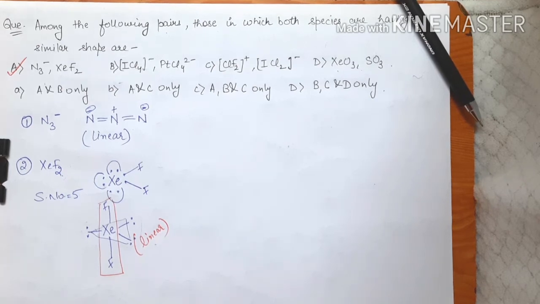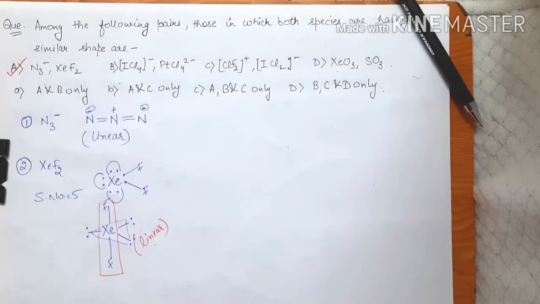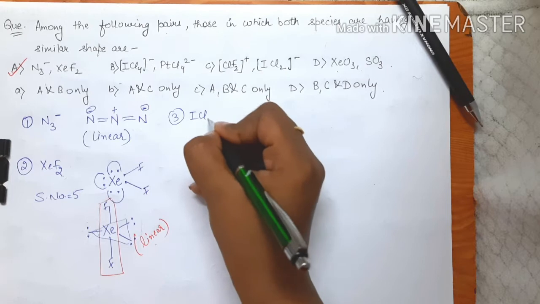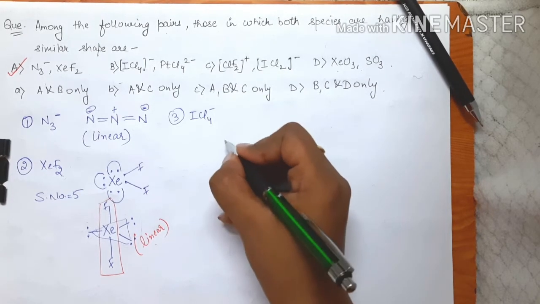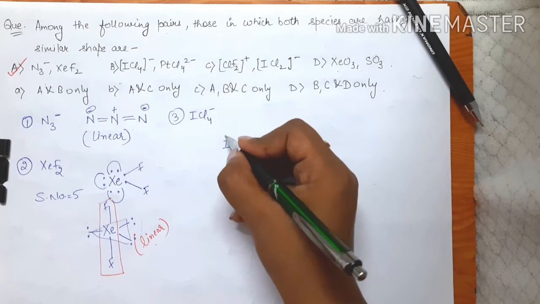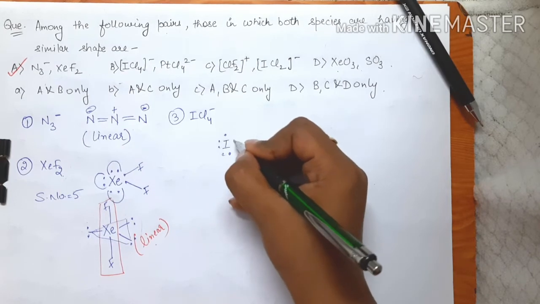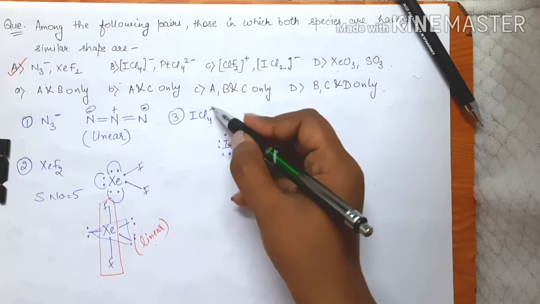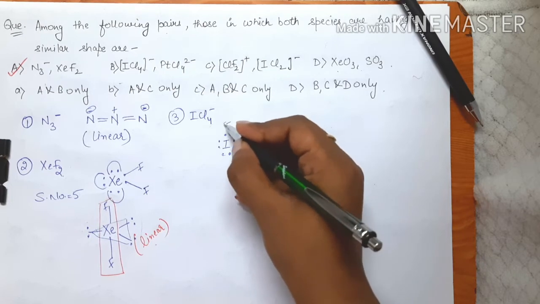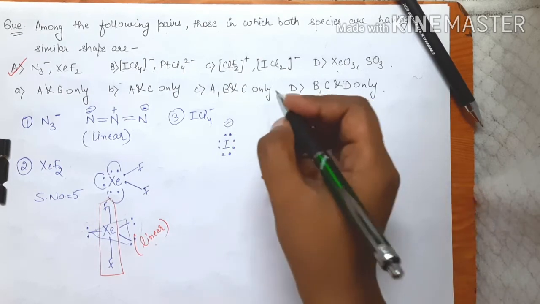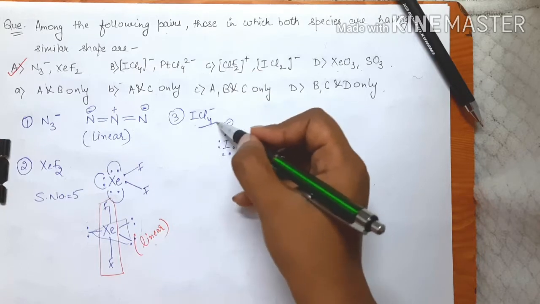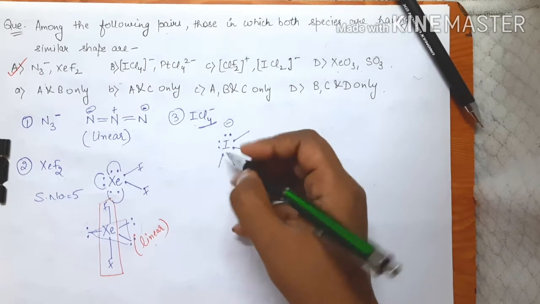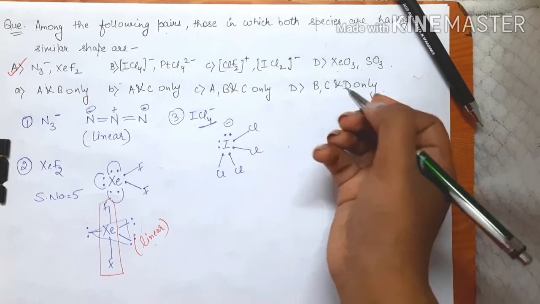Now moving on to the third molecule, which is ICl4 negative. Here iodine will be the central atom, so it will be having 7 electrons in the valence shell. This molecule is having negative charge, so due to the negative charge, 1 extra electron will be present, right? Now it is attached with 4 chlorines and chlorine is univalent, so 4 chlorines will be attached like this. This is the rough structure.